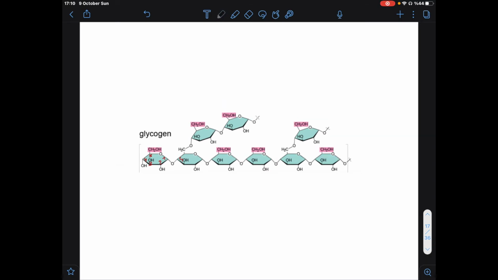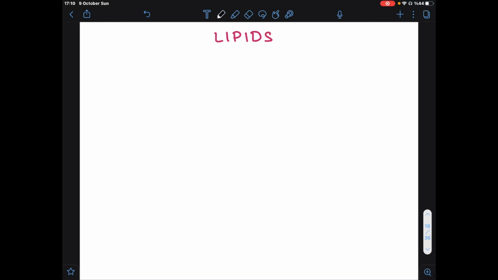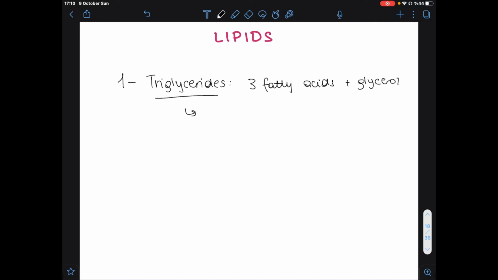So let's move on to the next organic compound, which are lipids. So first, let's talk about the three types of lipids. The first one is triglycerides, which are made up of 3 fatty acids plus glycerol. Triglycerides can be found as either fats or oils. So for fats, for example, butter, or for oils, it can be sunflower oil or vegetable oil, things like that.